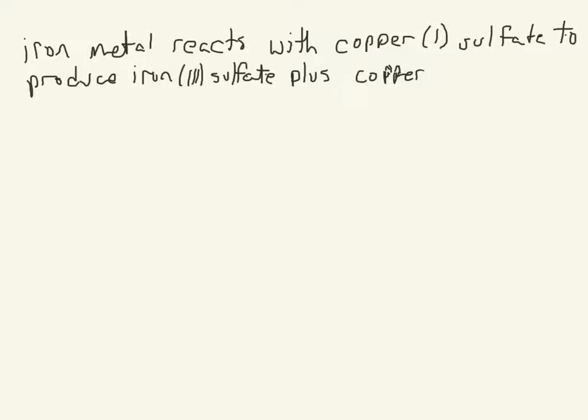Welcome to another lesson on identifying and naming compounds and writing out chemical formulas from word equations, balancing, and identifying what type of reaction we have. So the first thing we're going to start with again is identifying and naming the compounds that we have. If we go through, we have iron, copper sulfate, iron sulfate, and copper.